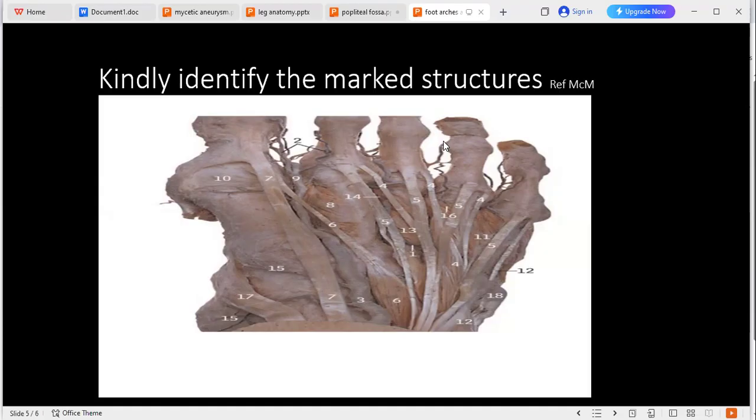Please tell me what are the vessels which are found deep to extensor hallucis longus? Anterior tibial artery and vein. Yes, anterior tibial artery, and vein. So both.